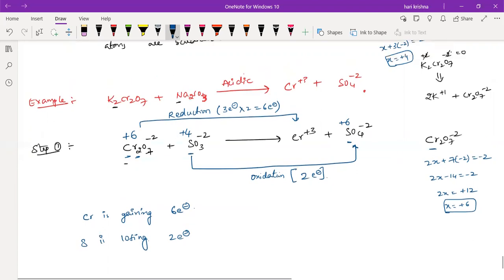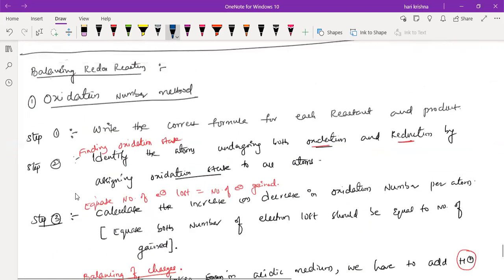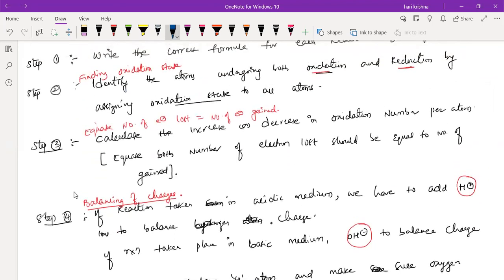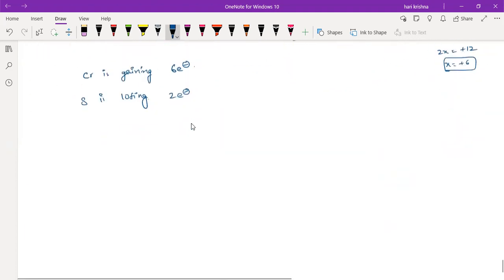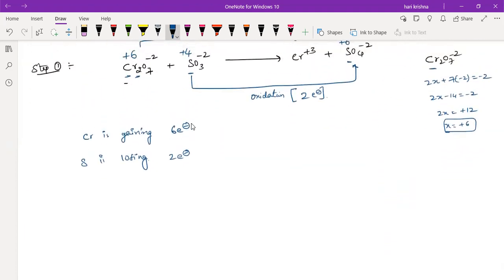But what is the third step? Second step, we identified which one is undergoing oxidation and which is undergoing reduction. But third step, what you have to do? You have to equate the number of electrons lost to the number of electrons gained. So how can we equate that one? Multiply the sulfur by 3 only, right? Then it will be equal to 6.